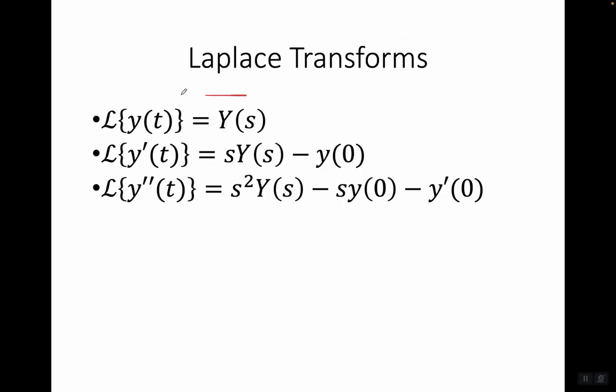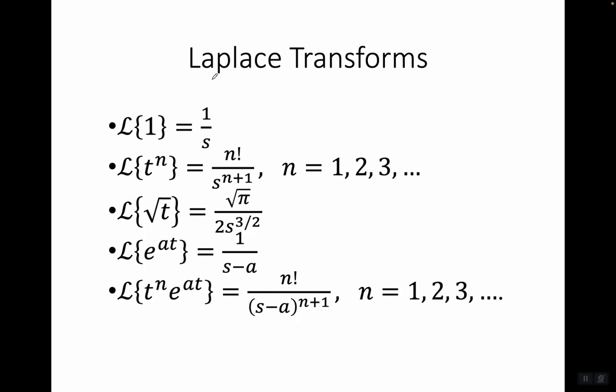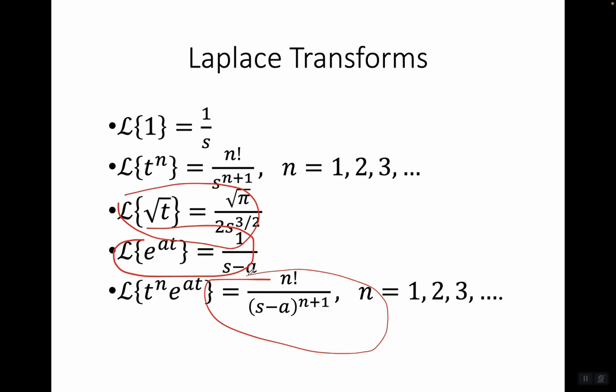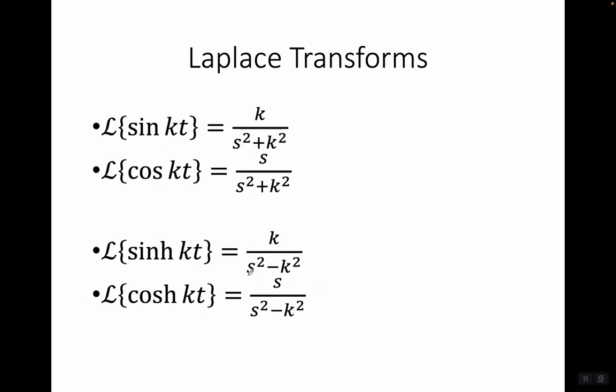Okay, we've seen these before, Laplace transforms for y, y prime, y double prime. That's great. L of 1 is 1 over s. L of t to the n is n factorial over s to the n plus 1, where n is a positive integer. Here's the formula for L of the square root of t. L of e to the at, that's the one we're going to use. It's 1 over s minus a. That'll come in handy in a moment. L of t to the n e to the at is another formula we can use, where n is a positive integer.